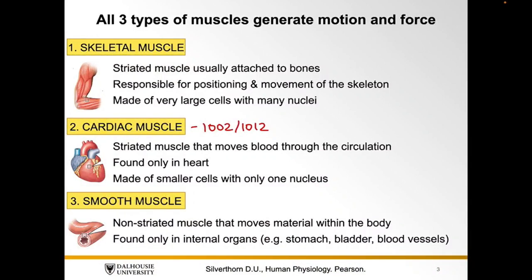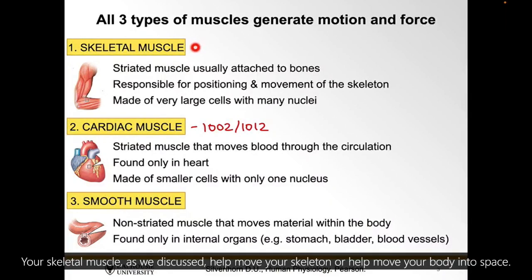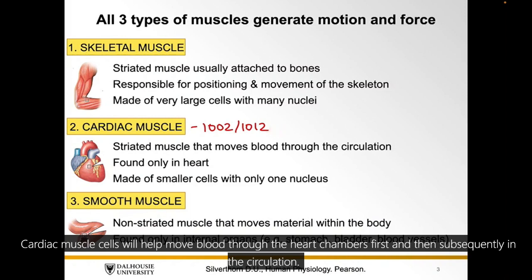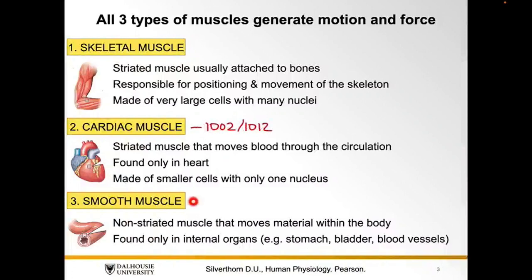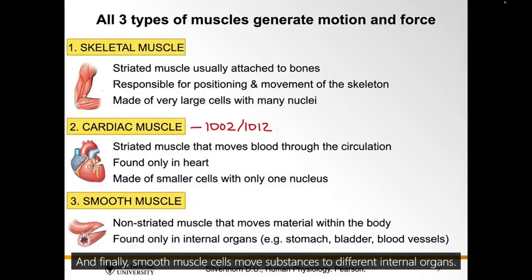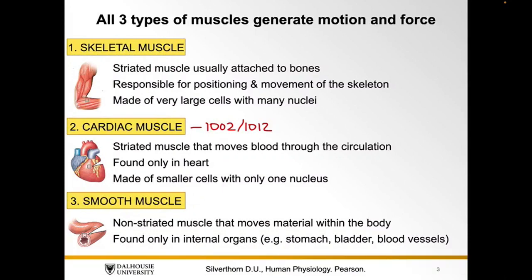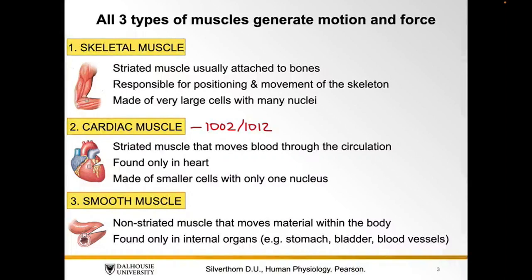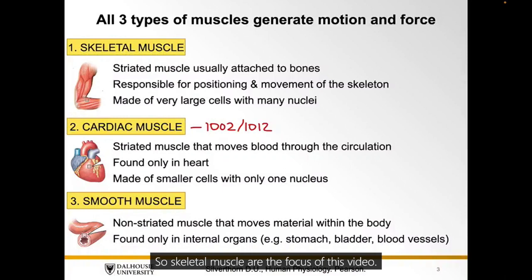So when you think about it, all three of these muscle types generate motion and force. Your skeletal muscles, as we discussed, help move your skeleton or help move your body in space. Cardiac muscle cells will help move blood through the heart chambers first and then subsequently in the circulation. And finally, smooth muscle cells move substances through different internal organs. It helps to move food through our digestive system, urine through our urinary tract, and blood through our blood vessels, for instance. So skeletal muscles are the focus of this video.